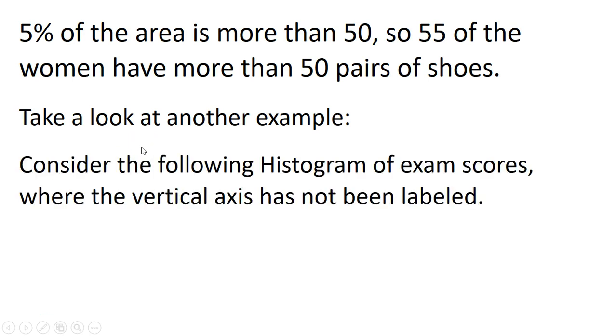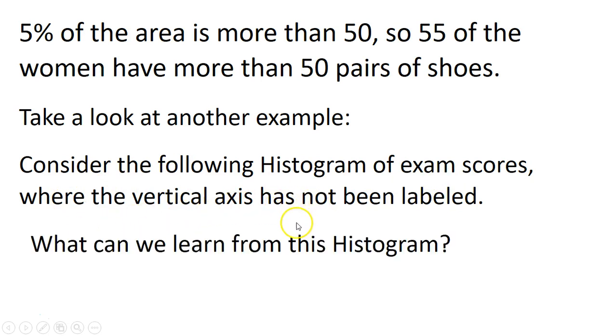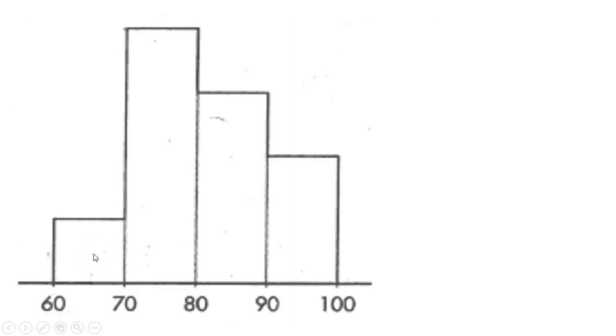So let's quickly take a look at another example. Consider the following histogram of exam scores where the vertical axis has not been labeled. What can we learn from this histogram? All right, so there's a histogram. Kind of looks normal, right?